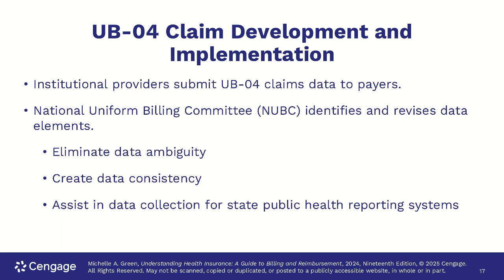So, this claim form, the UB-04, which is the claim form for facility. This is the name of the organization, the National Uniform Billing Committee. They review this form, and they're looking to make sure that the data that it collects is consistent. It allows for data collection. And so you're probably wondering, is that UB-04? Is that 2024? No, it is actually 2004. That was the last time that the form was updated.